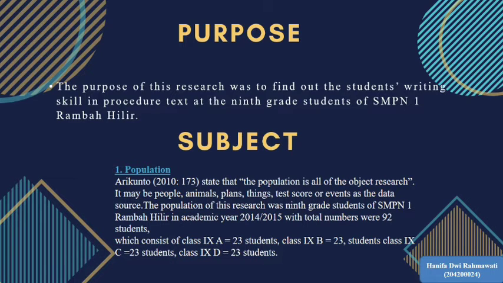The population of this research was 9th grade students of 1 Rambahilir Junior High School in academic year 2014 or 2015, with total numbers of 92 students, which consists of class 9A, 23 students, class 9B, 23 students, class 9C, 23 students, and the last class 9D, 23 students.